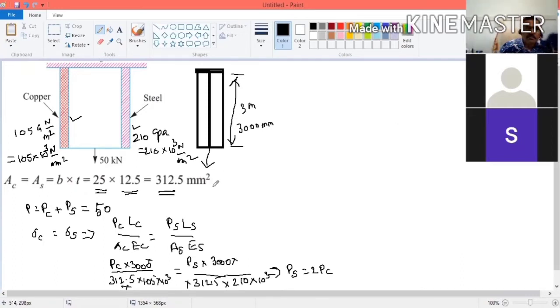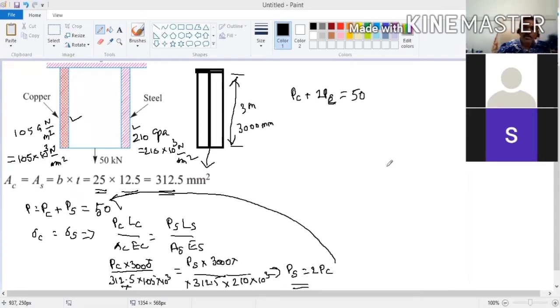Now you use this relation. This relation you have to substitute where? In the force relation. If you substitute like this, PC plus 2 times PC, you replace PS with 2 PC, that is equal to 50 Newton.